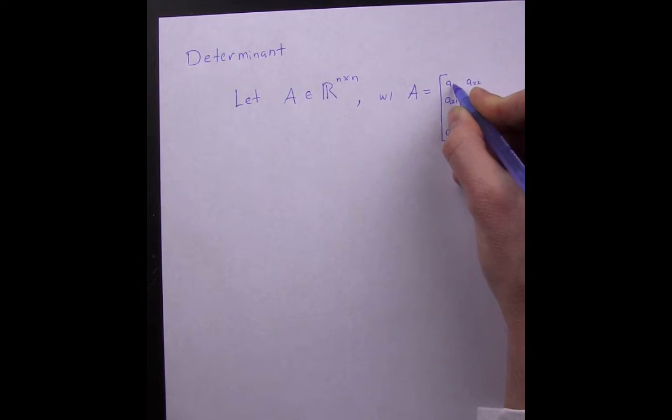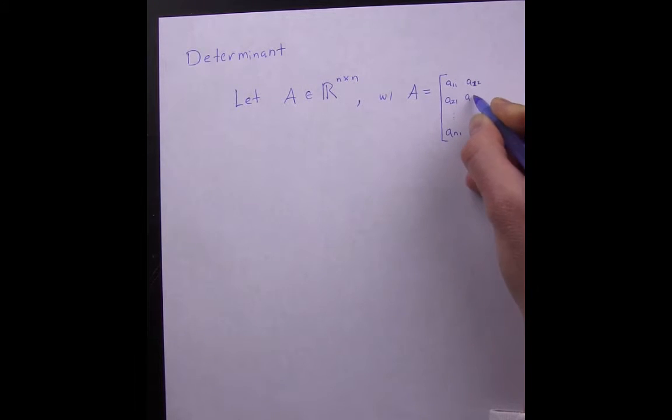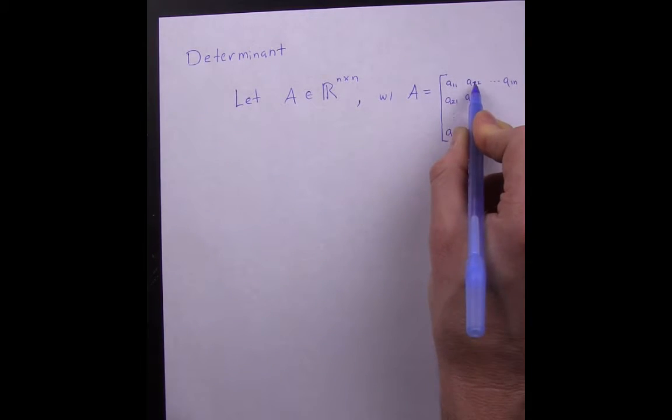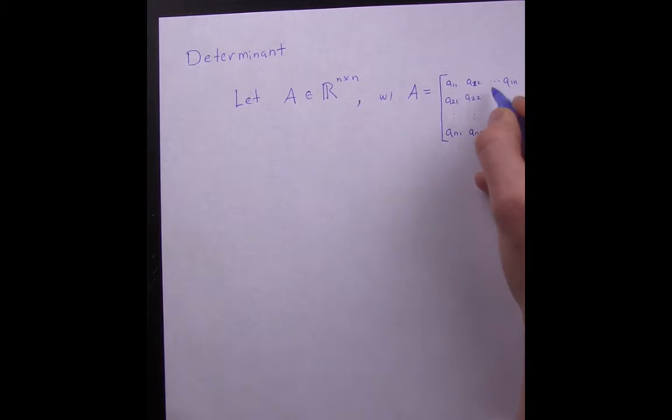1, 1 would be the first row, first column. A1, 1 is the coefficient in that location. A1, 2 is the coefficient in the first row and second column, and so on and so forth. So here, if it's an n by n matrix, we have n rows, 1, 2, all the way to n, and we have n columns, 1 all the way to n. We're going to use these coefficients in our definition.